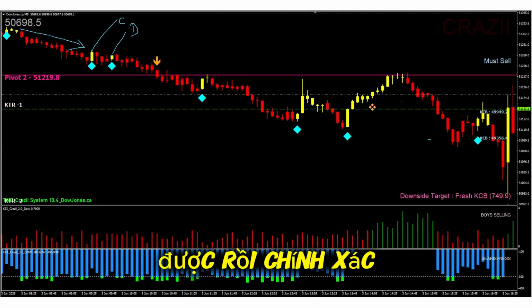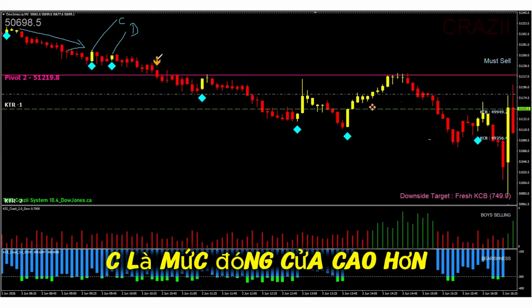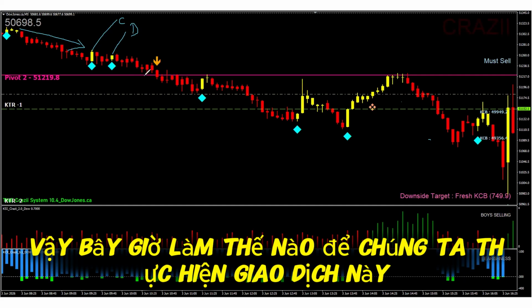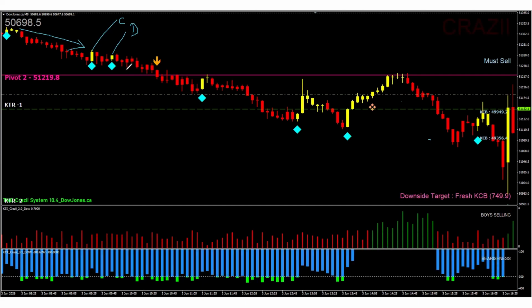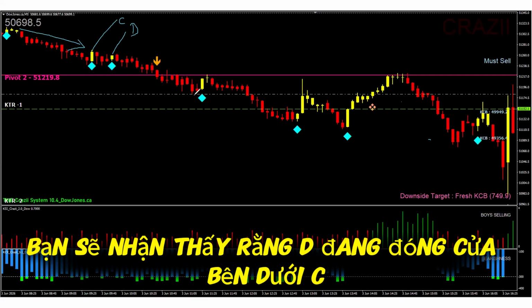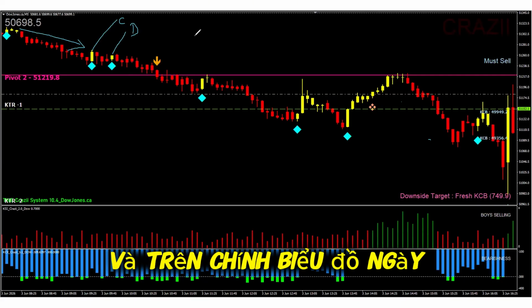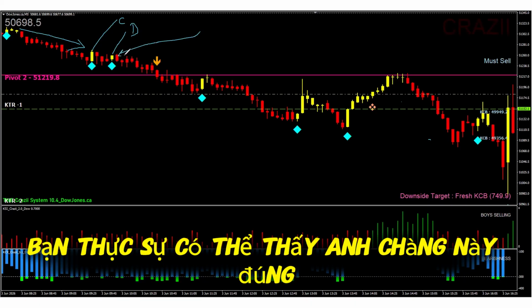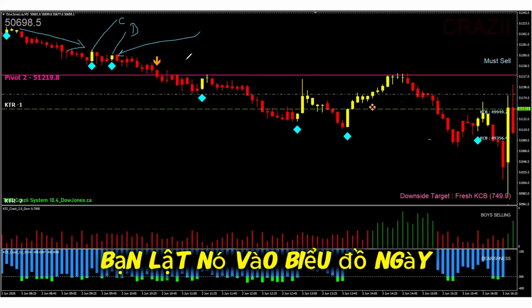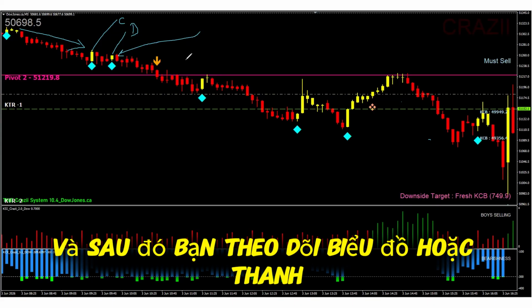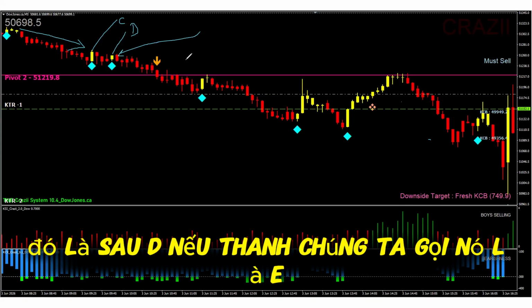All right, correct. C is the higher closing. So now how do we put this trade in? Listen, everybody. Now, on the 5-minute chart, you will notice that D is closing below C. And on the day chart itself, you can actually see this. You flip it to the day chart, and then you monitor the bar that is after D.